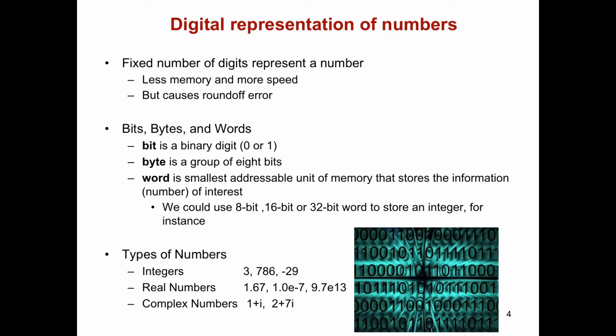So types of numbers, as we know: we have integers, like 3, 186, minus 29. I can have real numbers, and I can have complex numbers. In this course we are not going to work with complex numbers a lot. They're really a set of 2 real numbers for all intents and purposes, right? So I have the real part and the imaginary part.